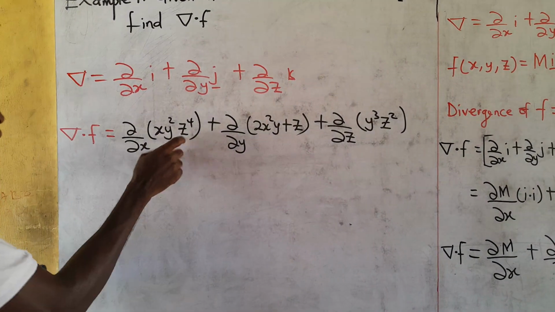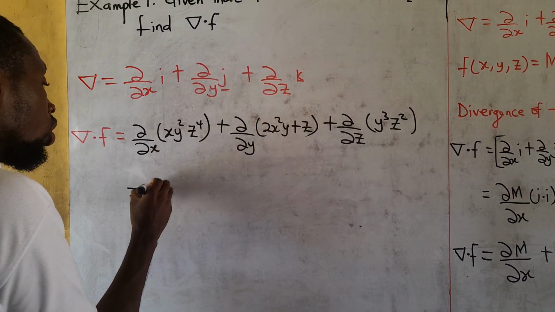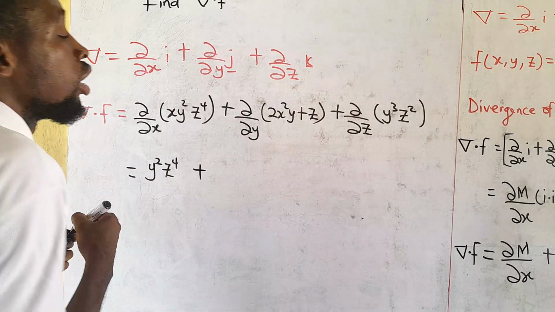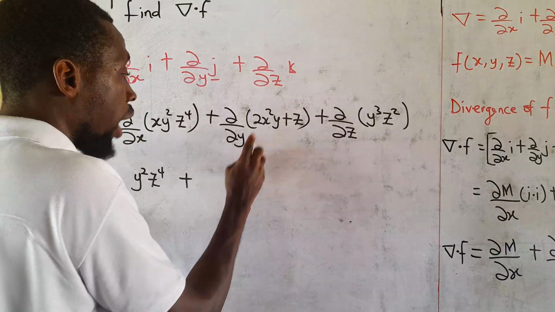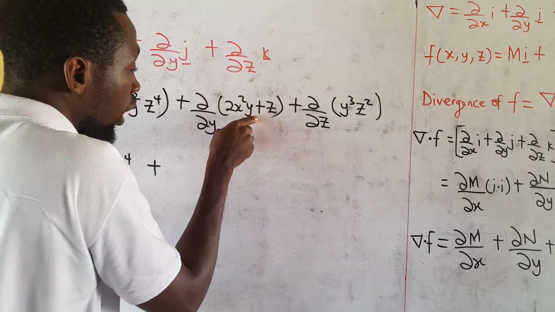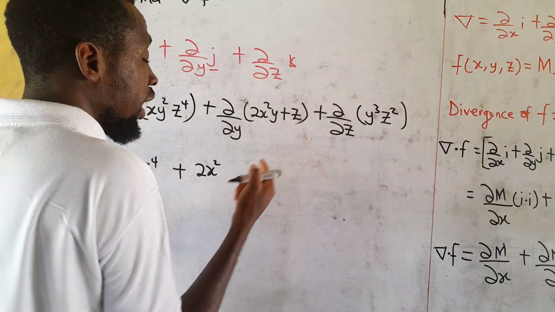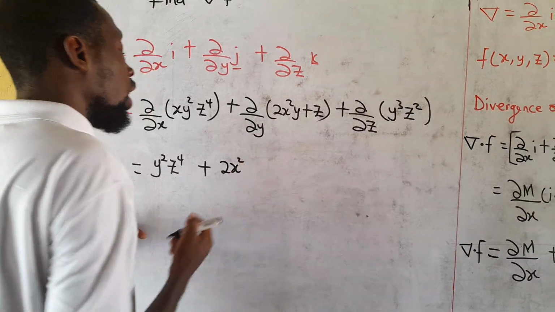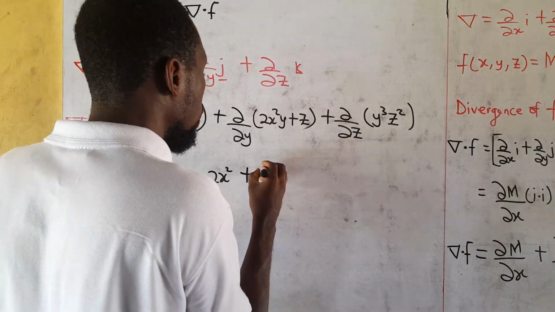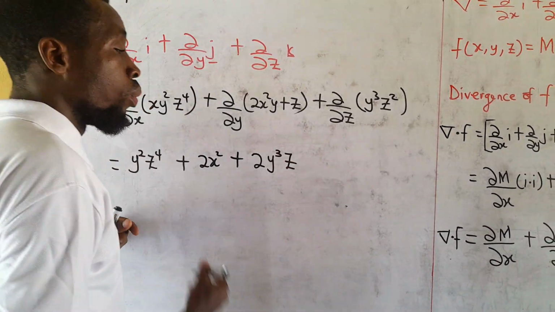We perform partial differentiation of this function with respect to x. The y and the z will be held constant. So we have y squared z to the power 4. Then plus the partial differentiation of this function with respect to y. So the x will be held constant, so this 2x squared is constant. When we differentiate that, it will just be 2x squared. Then the differentiation of z, since it's constant, becomes 0. So plus 0 is still 2x squared. Then plus the partial differentiation of this function with respect to z, we get 2y cubed z, since the y cubed will be held constant.